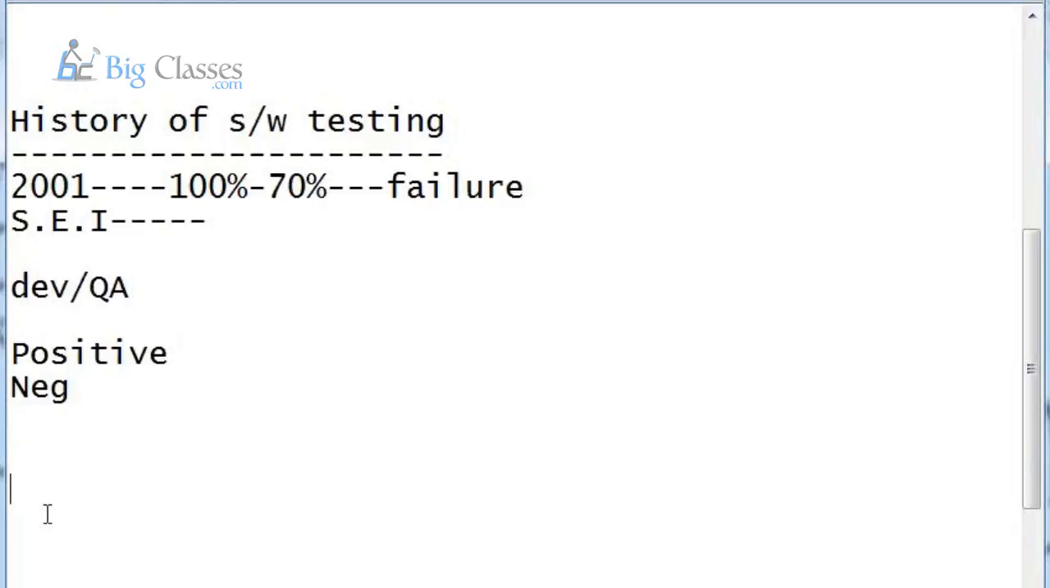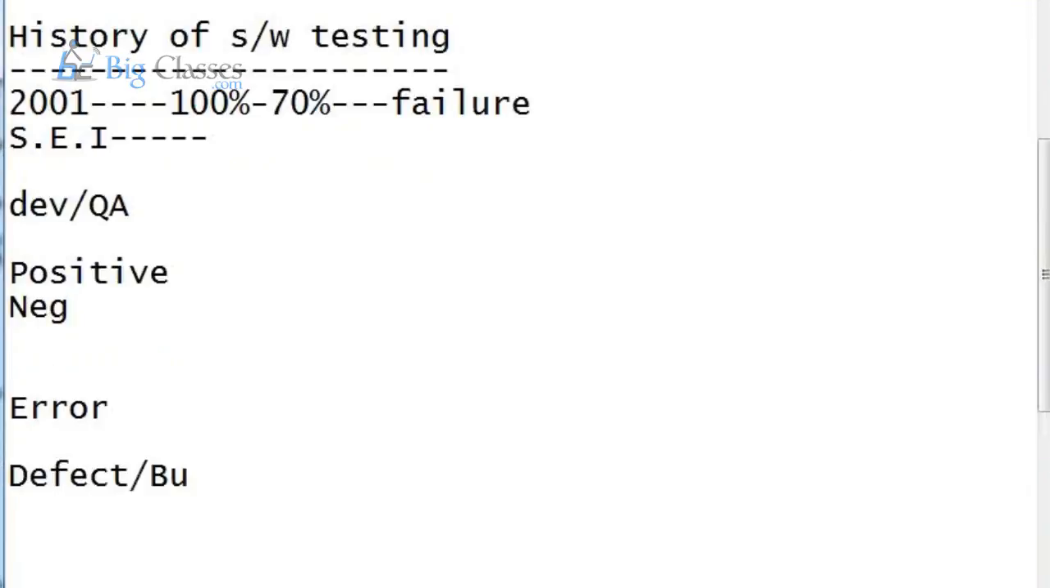First, what is the difference between error, defect, bug, and failure? So what are the differences between these terminologies, guys? Error, defect, bug, and failure. Now, I'll explain, guys.